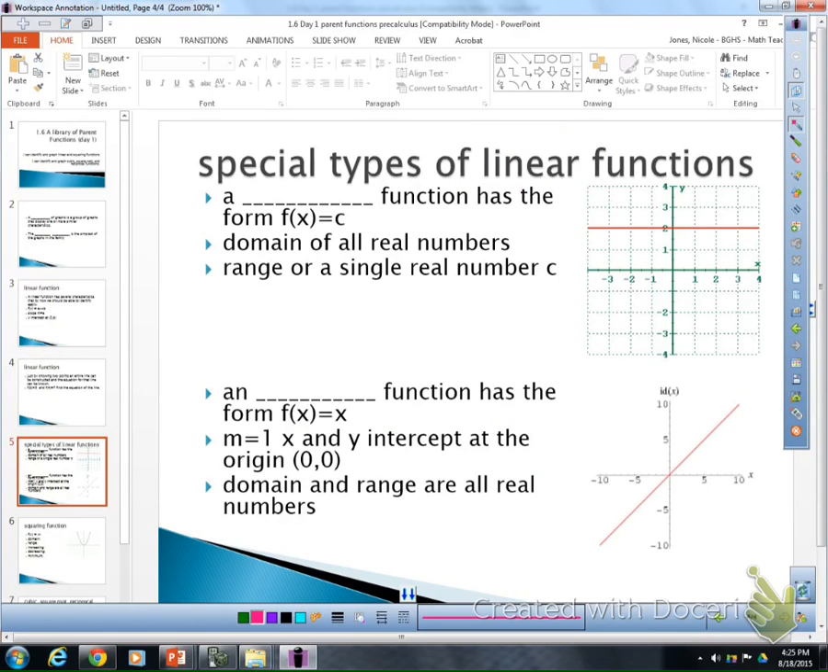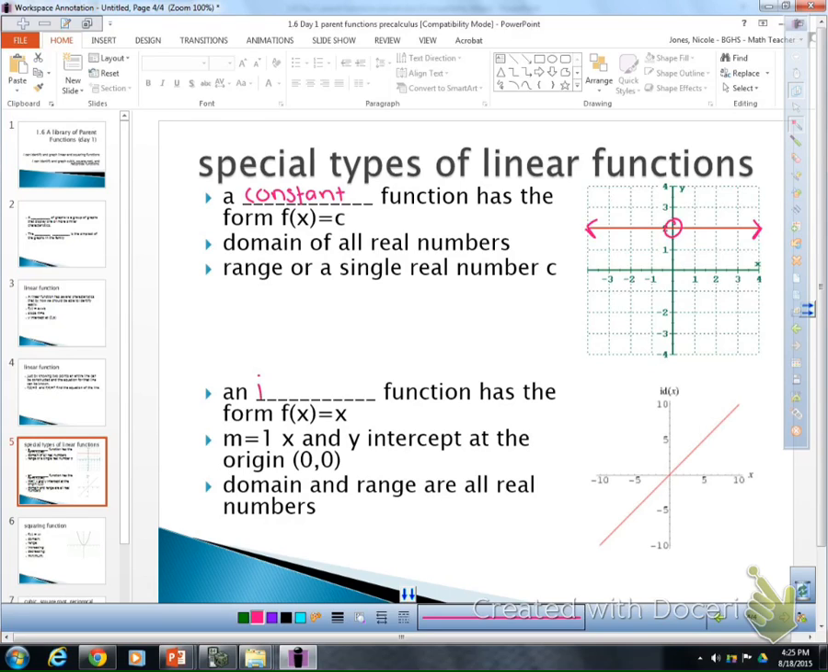Next, we want to talk about special types of linear functions. The first one is a constant function. A constant function has the form f of x equals c. The domain of a constant function is all real numbers because, as you can see here, our graph continues on forever to the left and to the right, so it is continuous. Domain's all real numbers. The range is just a single number wherever it crosses the y-axis. This one is at 2. So the range would just be 2 for this example.